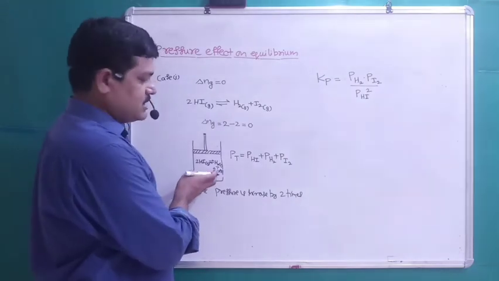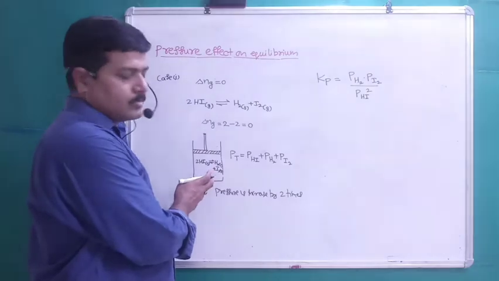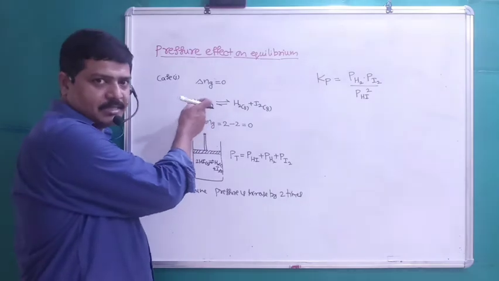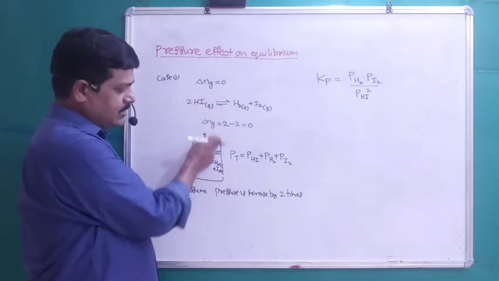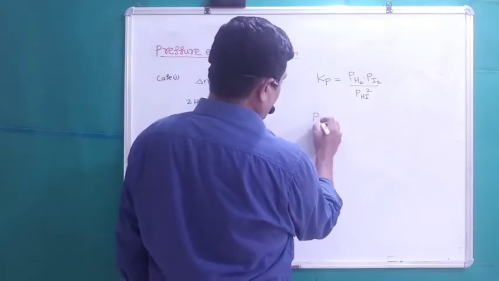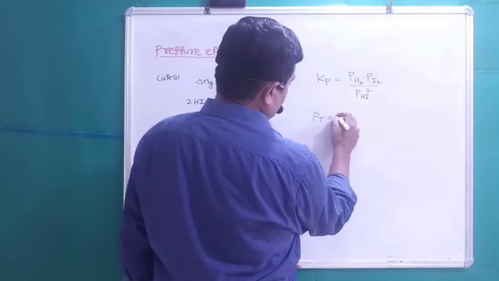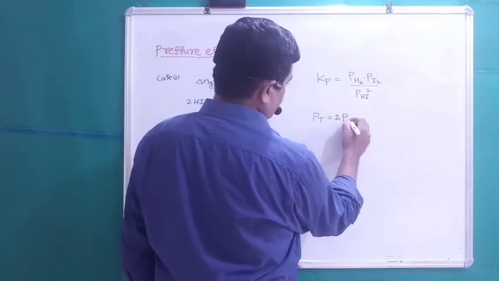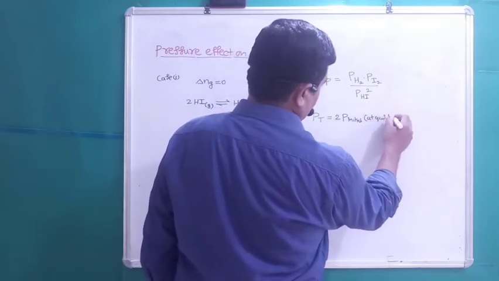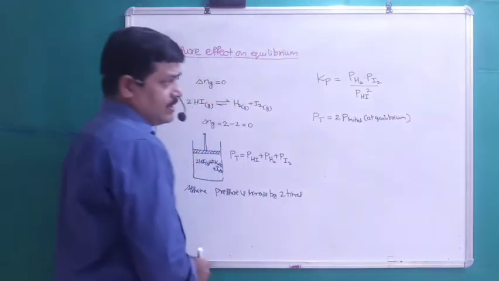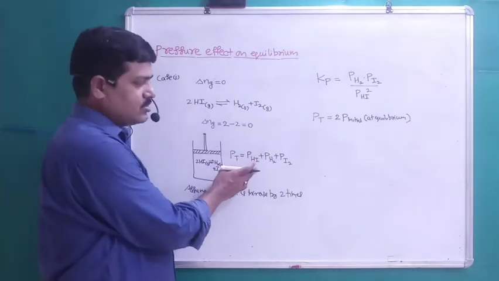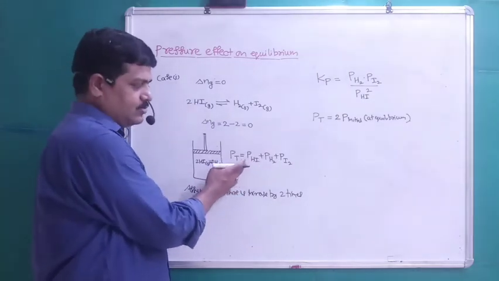Assume total pressure has some value at equilibrium. So what we are doing is increasing the pressure by 2 times. By adjusting the piston downwards, we can increase the pressure, right? Now the pressure is 2 times the initial pressure at equilibrium. When the total pressure is increased by 2 times, the partial pressure of each component also increases by the same factor, that is 2 times.